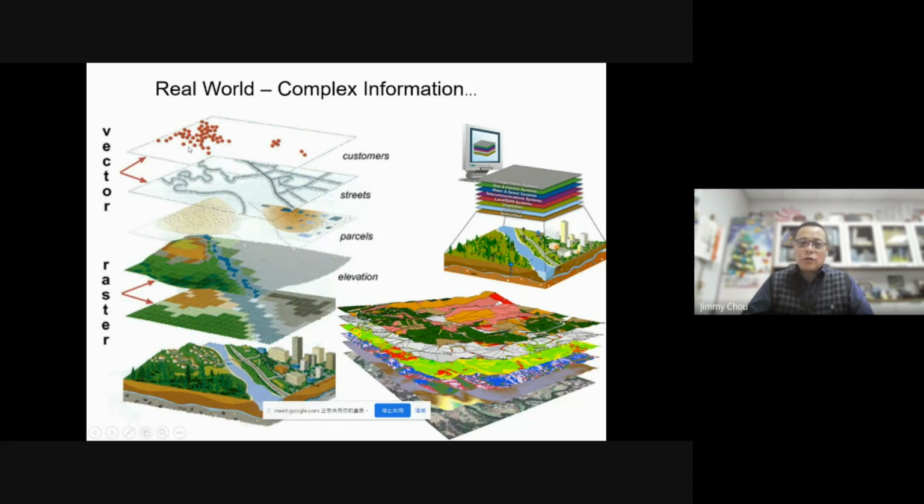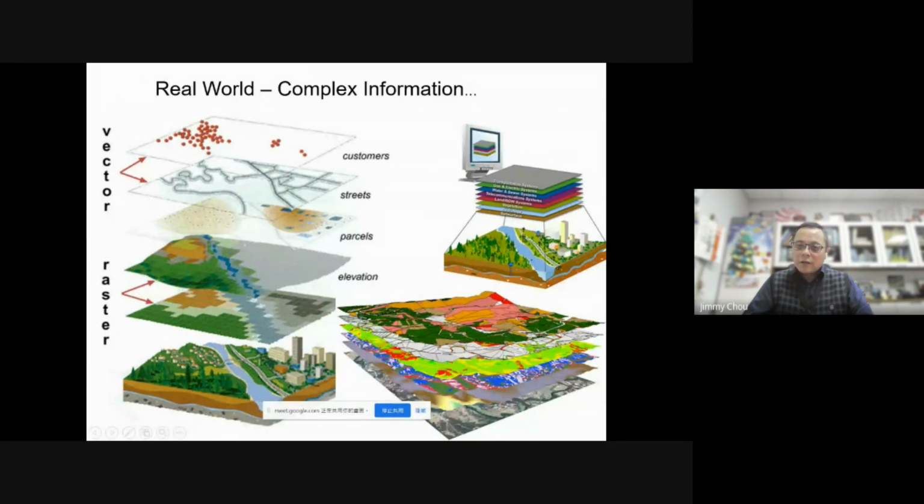Either it's a vector, using a point, a line, or a polygon, or a raster. Raster means each pixel or each cell has different information. Either a color represents a different spectrum, or a number represents the intensity or whatever, just like when you're looking at a photo. So each pixel or each cell has a different meaning. That's the raster information, like the satellite image or the photo. So we can join the vector information and raster information together into different layers.